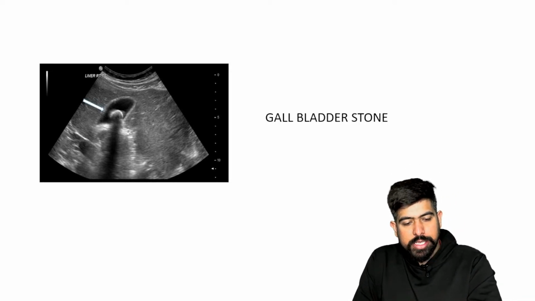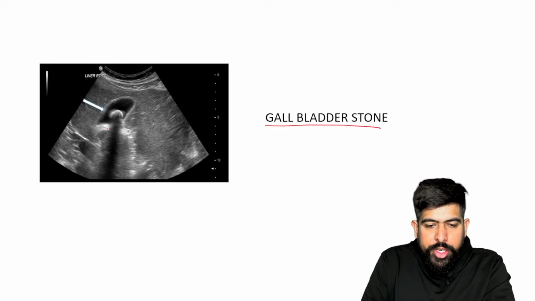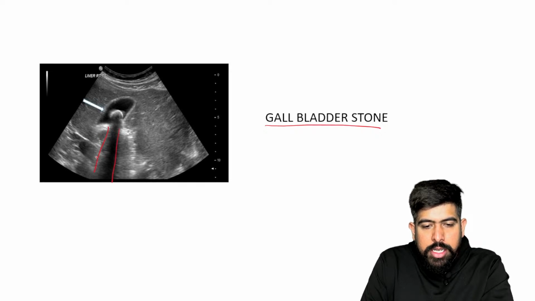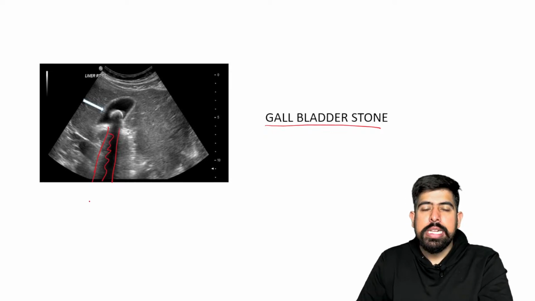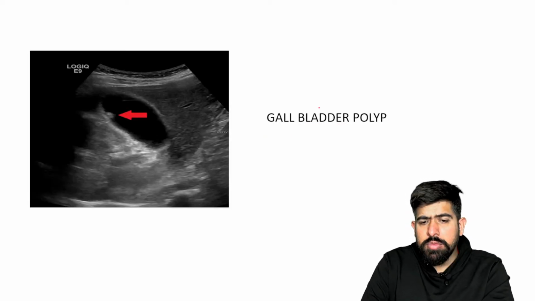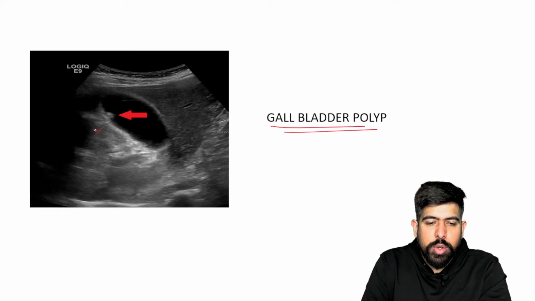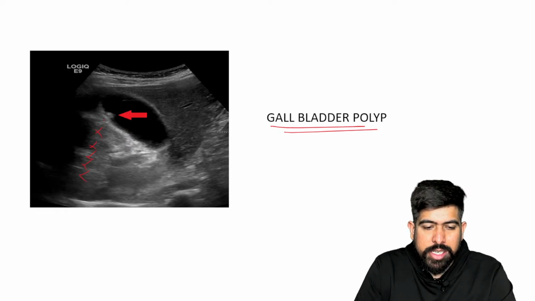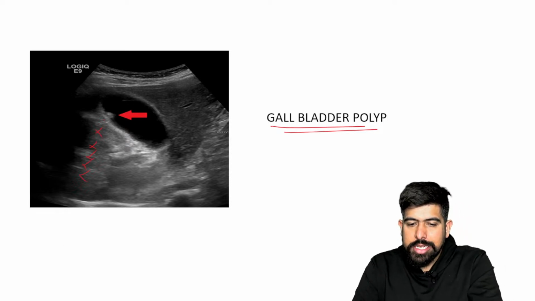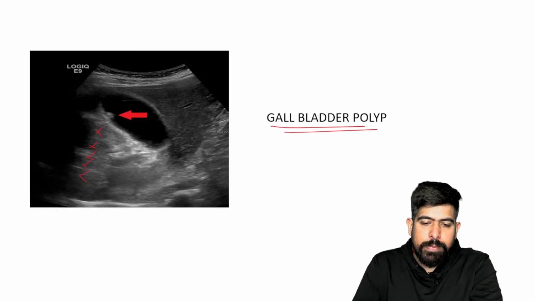Now the image you are seeing on our screen is a gallbladder stone. We already talked about it. Gallbladder stones give a posterior acoustic shadow. I already showed you the gallbladder polyp, which gives no shadow. Can you see? There is no shadow. So if there is no shadow, that is your polyp, not the gallbladder stone.